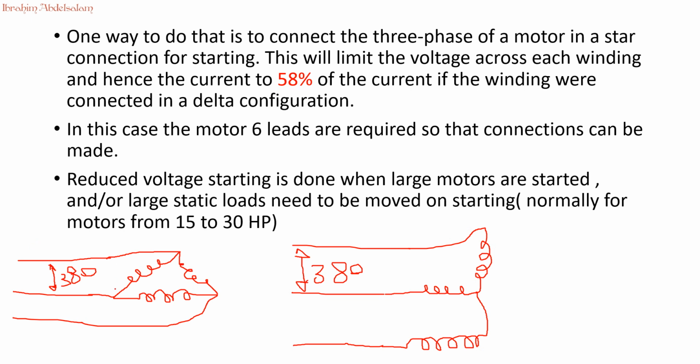The winding in case of delta connection, the phase voltage will equal the line voltage. This is a problem. So the phase voltage equals line voltage, so the winding will face 380 volt. If it is connected in star, the voltage here, we call it V phase, will equal the line voltage V line over root 3.